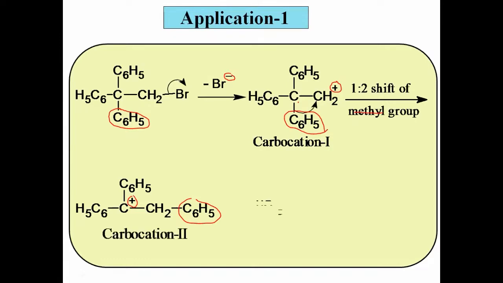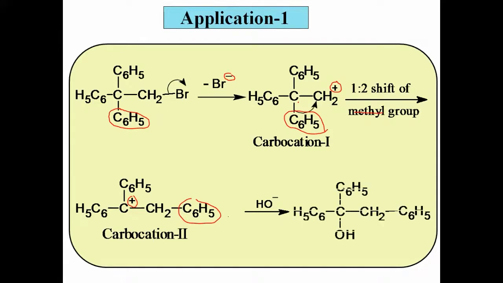Now that stable carbocation further reacts with the nucleophile. The nucleophile attacks the tertiary carbocation. Here that OH minus directly forms a bond with that positively charged carbon, and we get the corresponding alcohol. This is the alcohol, and that reaction is also an example of Wagner-Meerwein rearrangement. But here, instead of a methyl group, there is a migration of a phenyl group. Meaning an aromatic ring can also migrate.